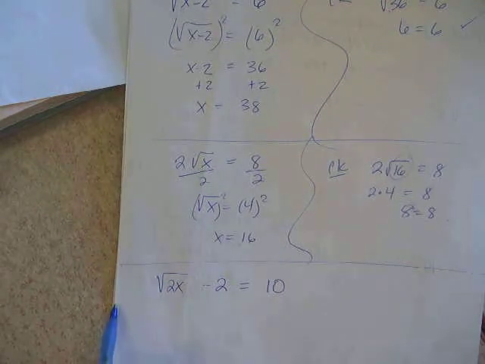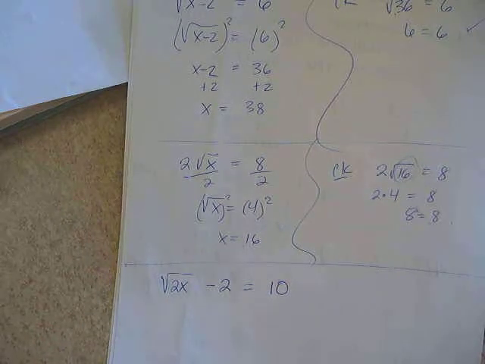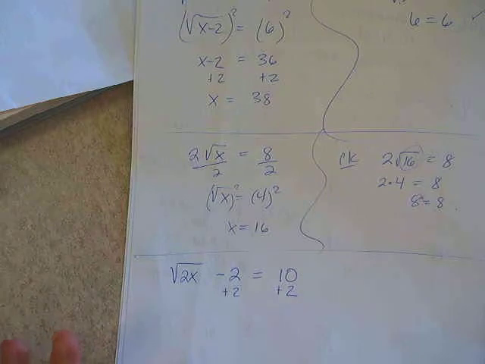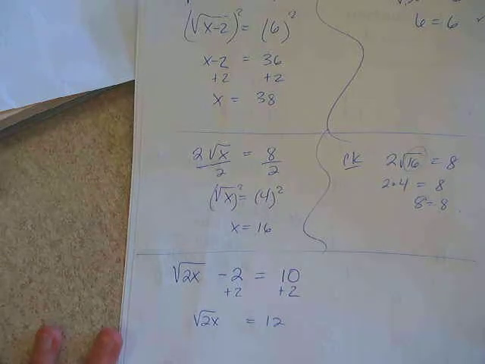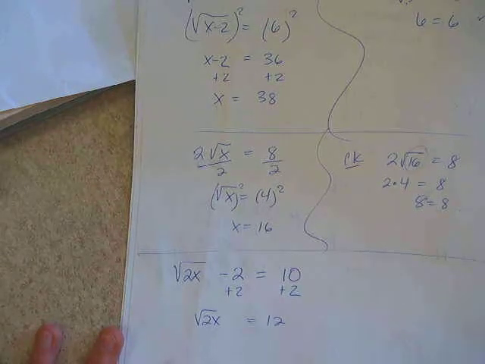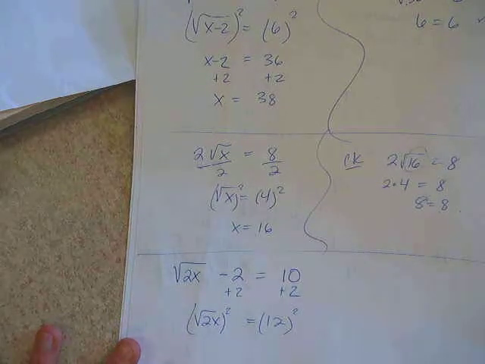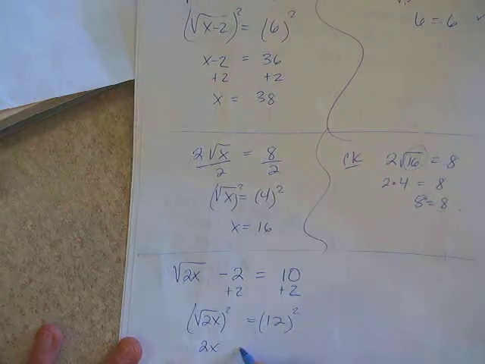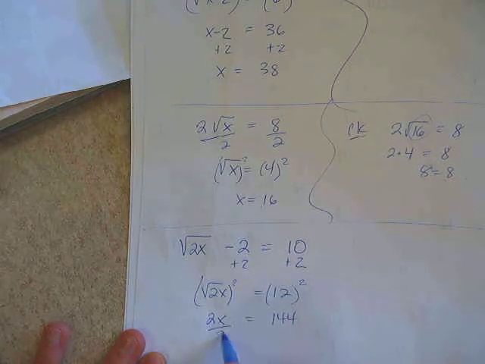Okay, one more. All right, so this is different yet than any that we've done. The 2 is on the inside of the radical with the x, not on the outside like the one we did 2 problems ago. But this one is on the outside. So what would you do first? You'd add 2, because the radical's not alone. You should not be squaring anything until the radical's alone. So we get the square root of 2x equals 12. Now the radical is alone. So you go ahead and square to get rid of the radical.